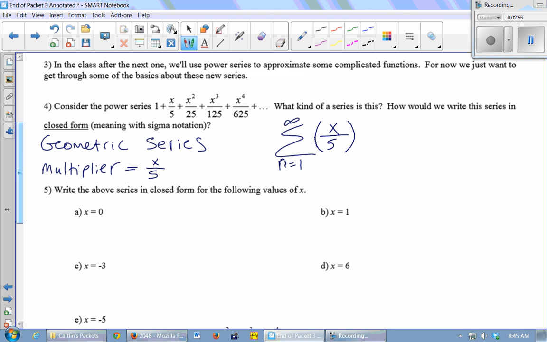If I make it n, right, then when I plug in a 1 in here, my first term would be x over 5. But what's my first term? 1. x over 5 is my second term. How do I compensate for that? I could either do n minus 1 there, or I could start my index at 0. Either way.